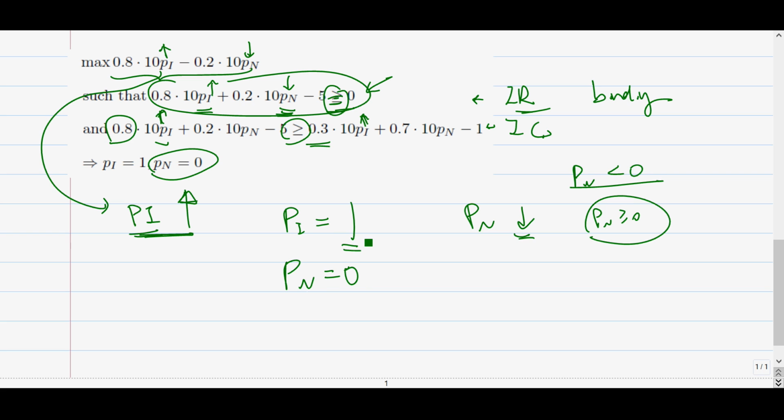So none of them are figured out from these IR and IC, which means both of them are not binding, but it actually worked because this is actually the pair that maximizes our objective, because this one is as large as possible and this one is as small as possible.